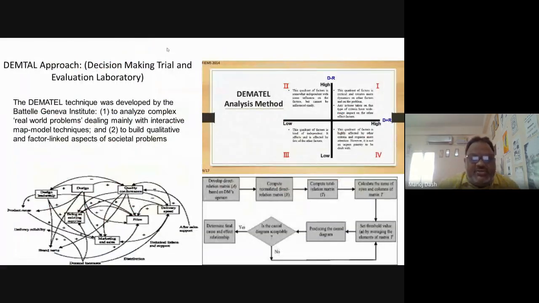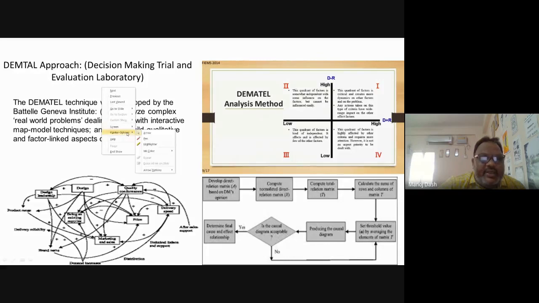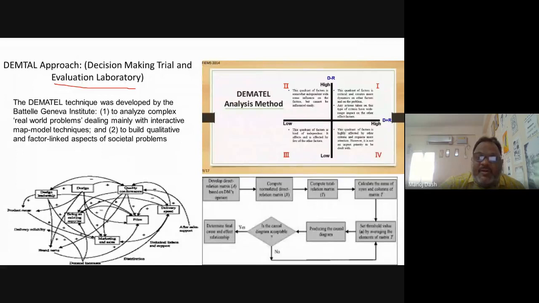Then another method is called DEMATEL. DEMATEL means to understand cause and effect. It tells which variable is more of a cause and which is a more impactful variable, and I have many papers on DEMATEL to understand and solve barriers. DEMATEL means decision making trial and evaluation laboratory. Any problem, management problem or engineering problem, you can solve by applying the DEMATEL approach. Those who do not know MATLAB can also solve this problem through Excel.